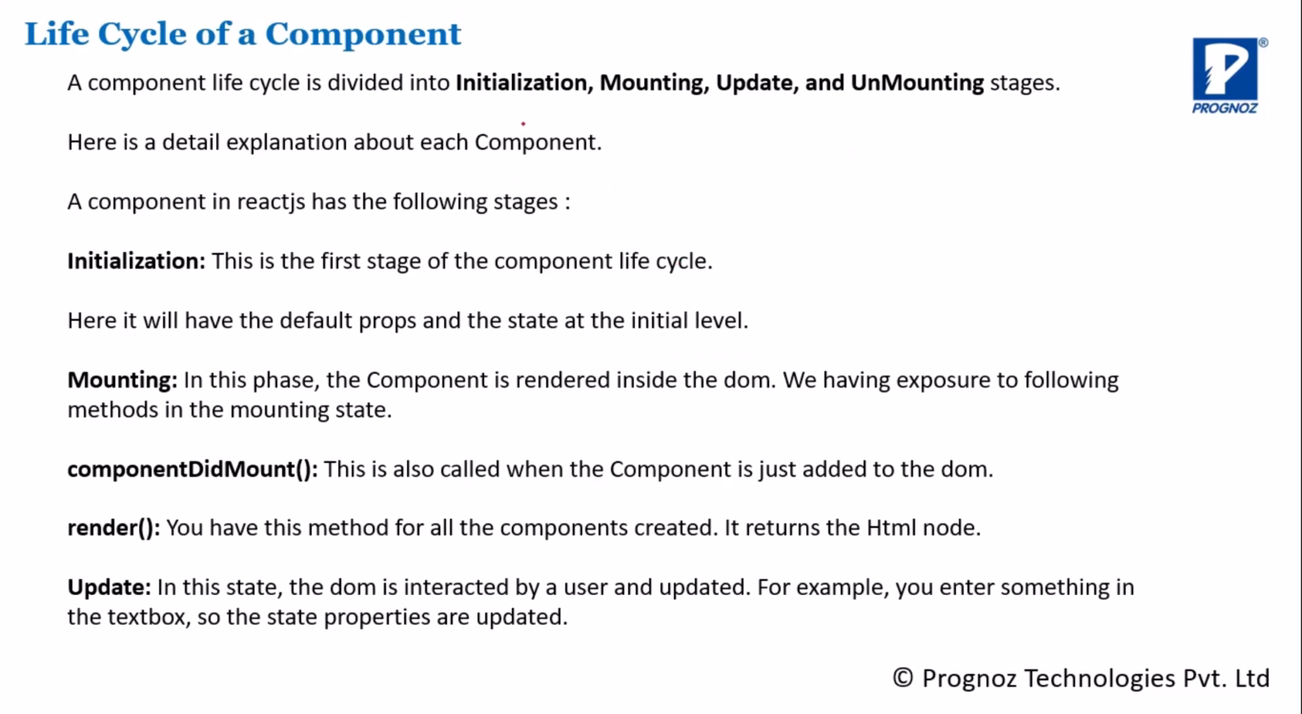Component life cycle is divided into 4 categories: initialization, mounting, update, and unmounting stage. There are 4 stages in the component life cycle. The first stage is called initialization. Whenever we are going to create the component for the first time, the first stage that comes is initialization. In the initialization stage, we are getting the default props and default state. Okay, those default values we are getting.